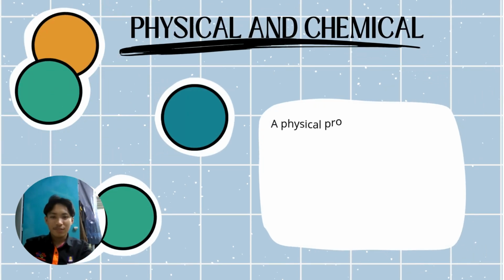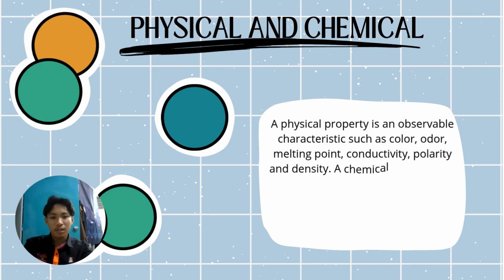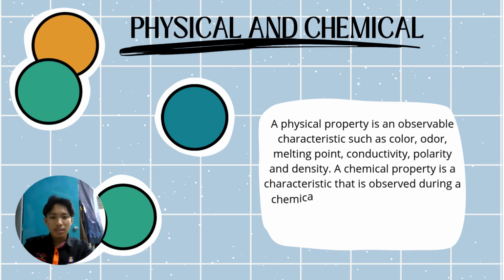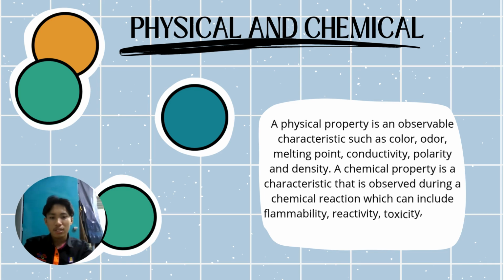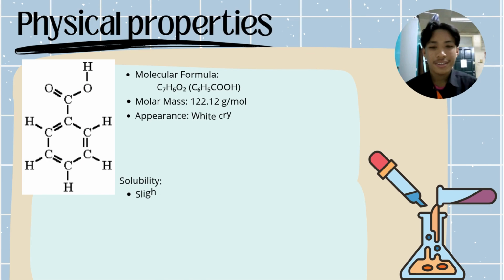Now for the next part, physical and chemical properties. A physical property is an observable characteristic such as color, odor, melting point, conductivity, polarity, and density. A chemical property is a characteristic that is observed during a chemical reaction, which can include flammability, reactivity, toxicity, heat of combustion, and acidity. Hey guys, Kai here.